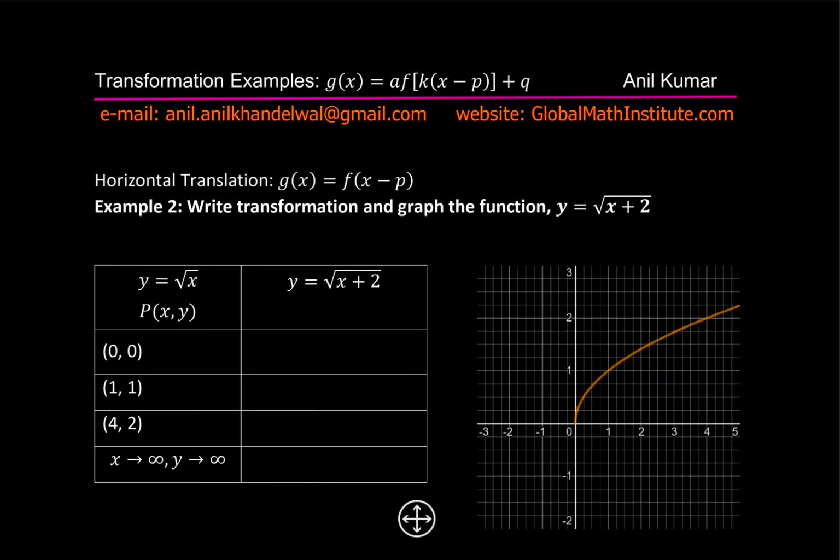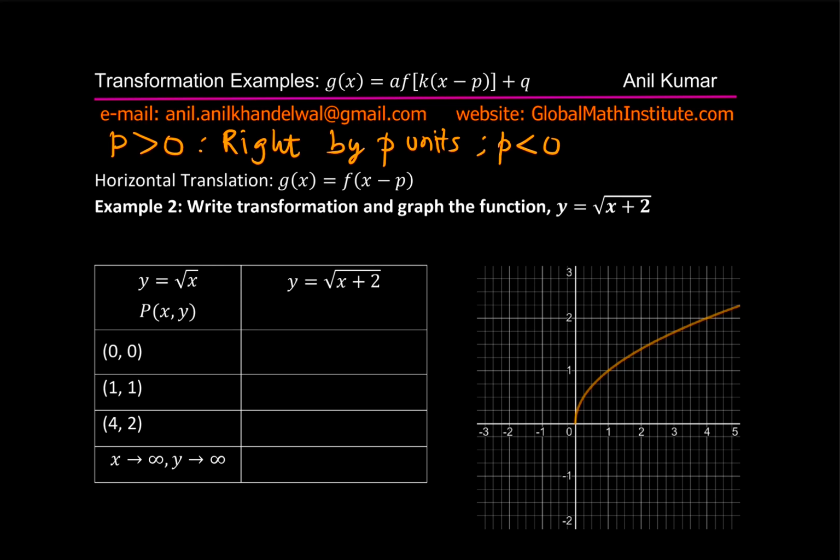This one is based on horizontal translation. g of x is equal to f of x minus p. Now when that happens, the graph will move horizontally, left or right, depending on the value of p. So if the value of p is greater than 0, in that case we have x minus 2, x minus 3, something like this. It moves to the right by p units, correct? But if the p value is less than 0, you'll have plus here. In that case, it translates p units left.